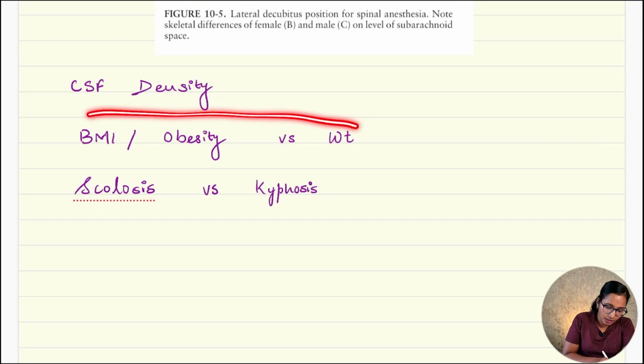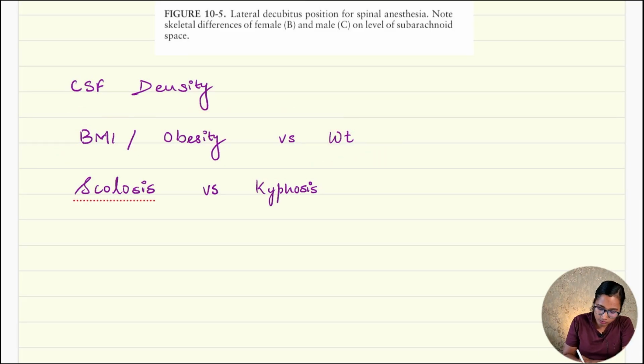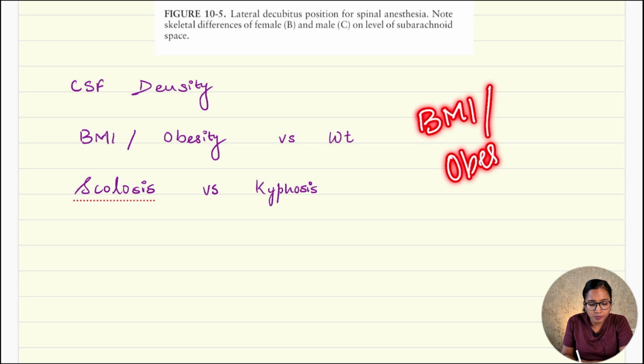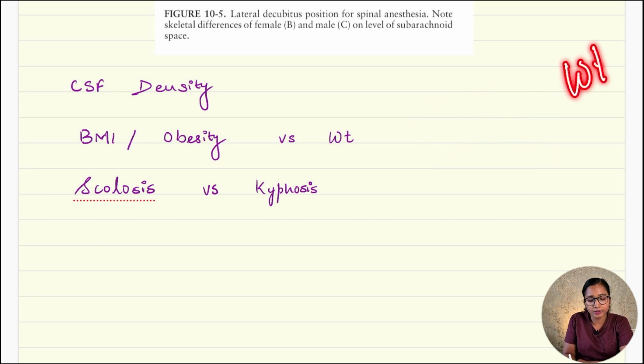Talking about BMI and obesity, BMI is more important. BMI of the patient is more important than weight of the patient. So weight has less influence on block height as compared to BMI. BMI has more influence on block height.